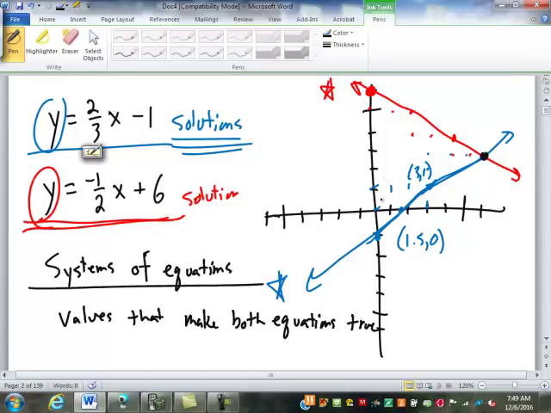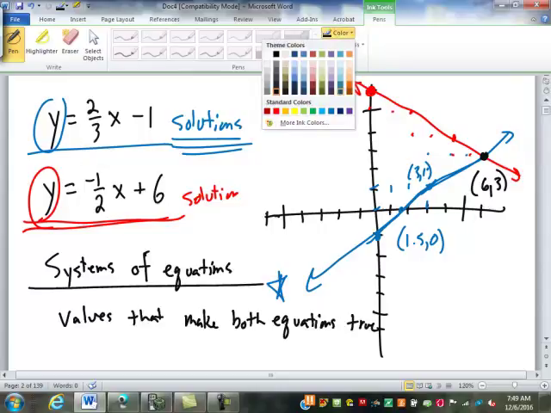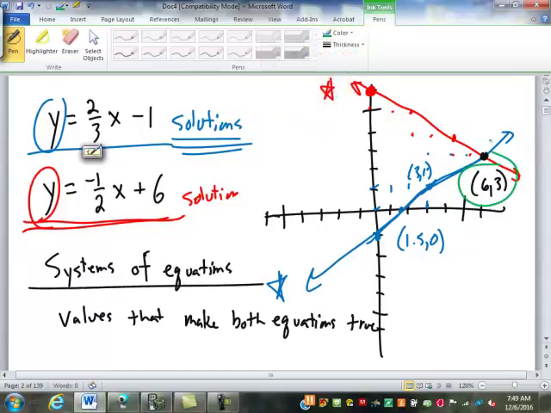And that's why I was very, very careful to plot this one out. That point is at 6, 3. 6, 3 is the one point, the one value for x and y that'll make both equations true. If I put 6 in here, 2/3 times 6 is 4, minus 1 is 3. If I put 6 in here, negative 1/2 times 6 is negative 3, plus 6 is 3. So it makes both equations true.